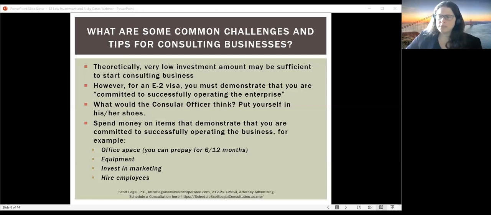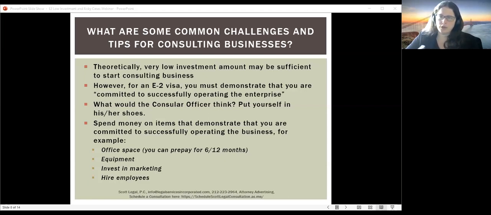Ultimately, while that may be true, in order to qualify for the E2 visa, it is a treaty investor visa, and you do have to invest a substantial amount. So even though you could say, well, I really could get this business started with only spending $3,000, that's just not going to be sufficient in order to get the E2 visa. You have to invest a substantial amount, enough that the officer feels comfortable that you are committed to successfully operating this enterprise. So an investment that low is just not going to qualify.